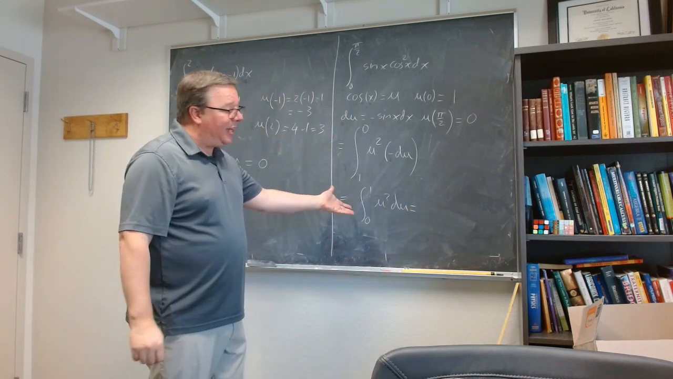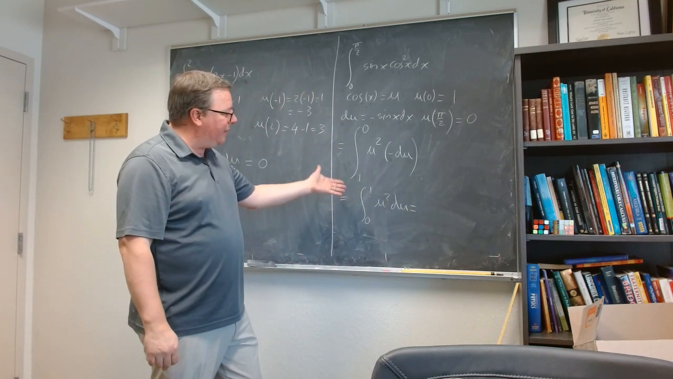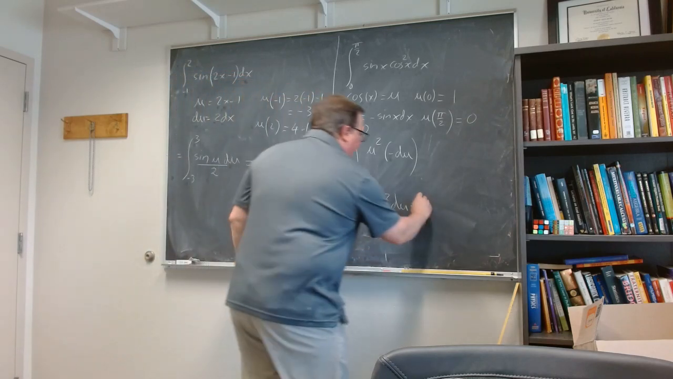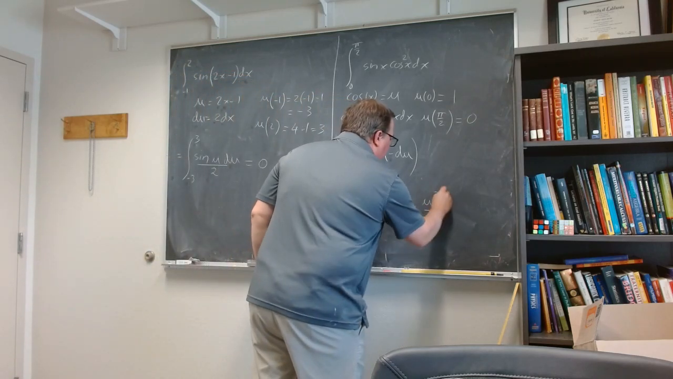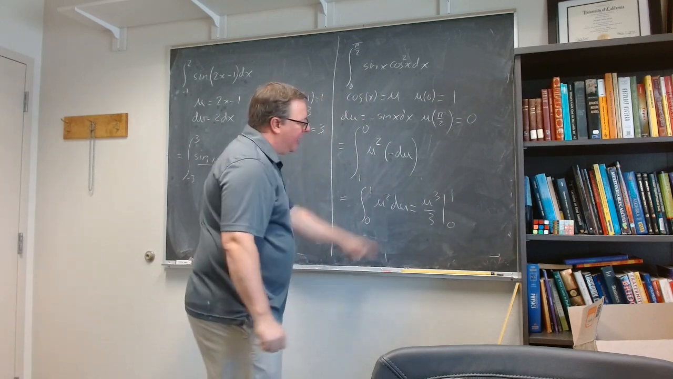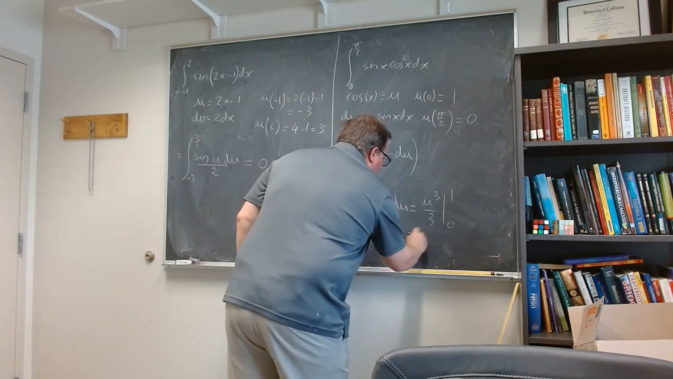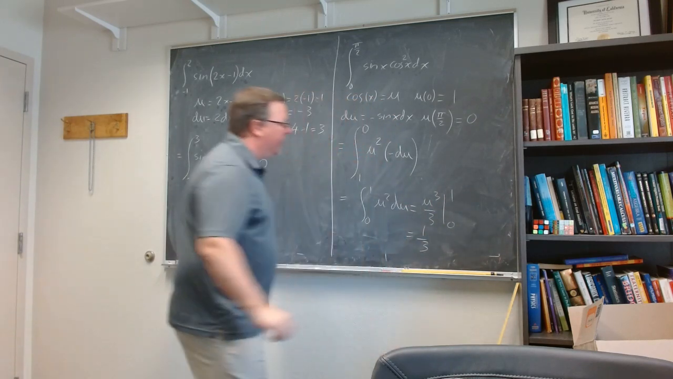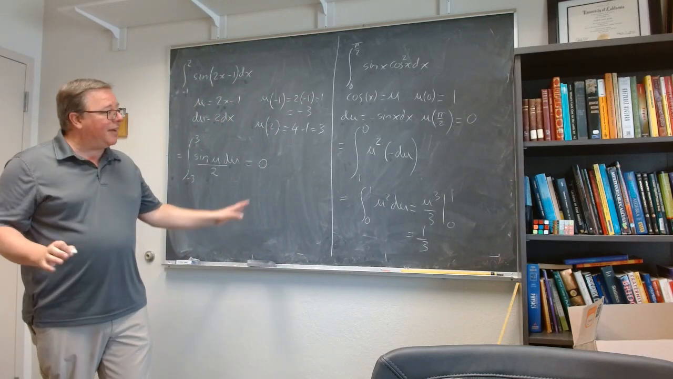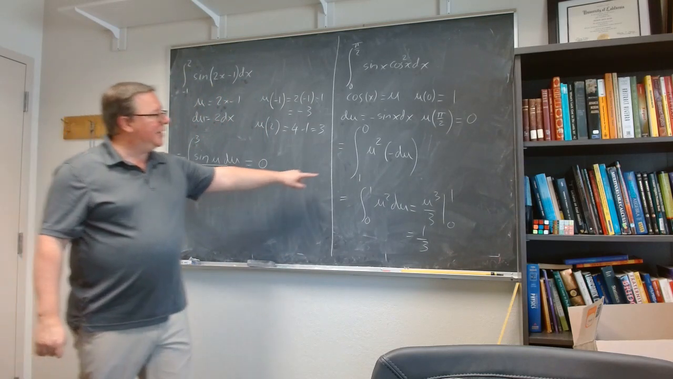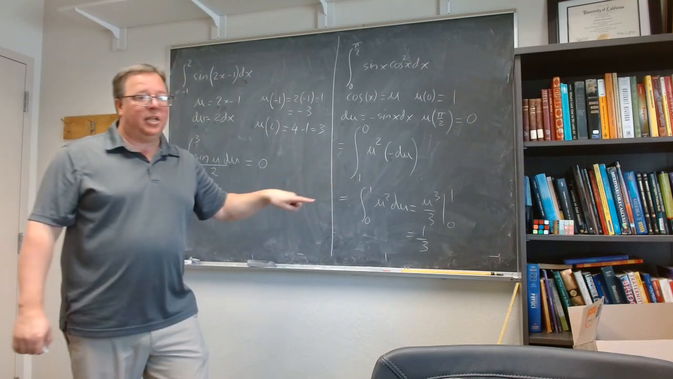And now we just evaluate u squared du integrated from 0 to 1. Well, that's just going to be u cubed over 3 from 0 to 1. I plug in 1 and subtract when I plug in 0. 1/3. And we are done. We don't have to go back to x's because we already changed the bounds.